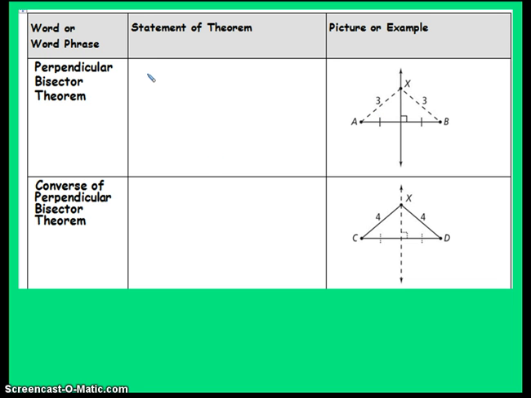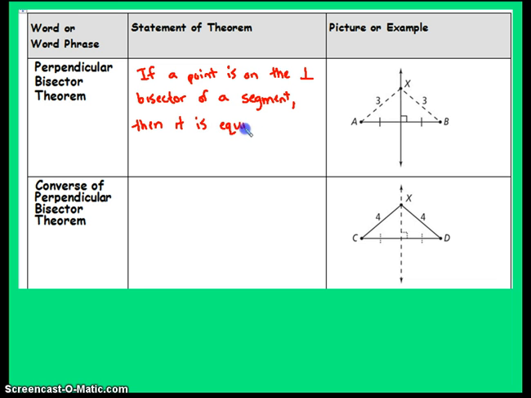So let's go ahead and write what the perpendicular bisector theorem states. It states that if a point is on the perpendicular bisector of a segment, then it is equidistant, meaning equal distance from the endpoints of the segment.